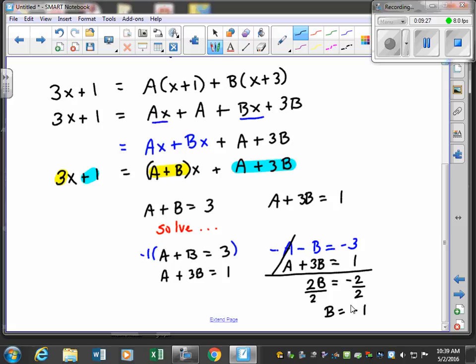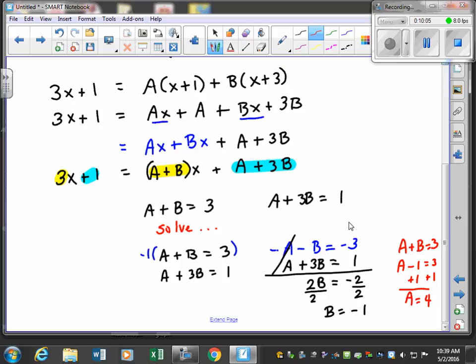Now, once I know b, what can I do? I can go back and plug it into either one of these, and it doesn't necessarily matter. So I'm going to substitute. Let me go into a plus b is equal to 3. A minus 1 is equal to 3, because I plugged -1 in place of b right there. Add 1 to both sides, and a is going to be 4.